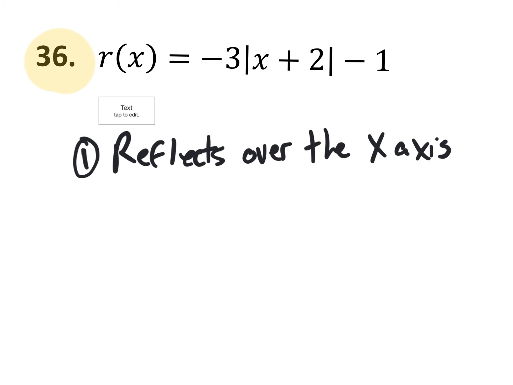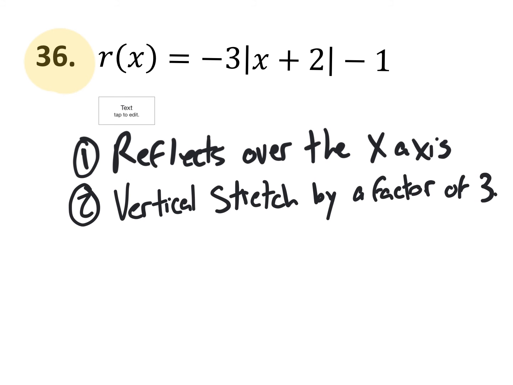Then after that, you look at the actual number value, right? The negative means that it reflects over the x-axis, opening down. But now what do we have here? Do we have a fraction that's closer to 0? Or do we have a number that's greater than 1 further away from 0? This is a 3, which is further away from 0, greater than 1. This is going to be a vertical stretch. So let's all write that down. Second thing is a vertical stretch by a factor of 3.